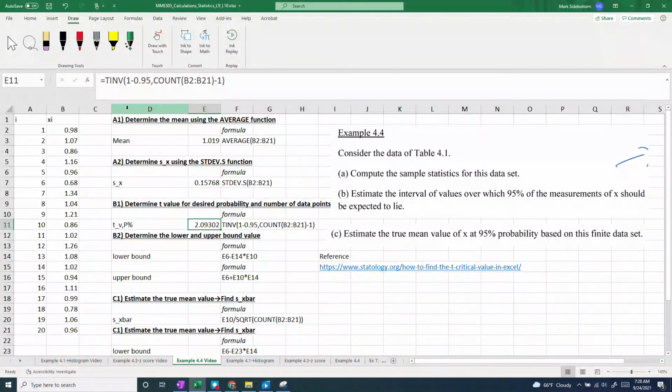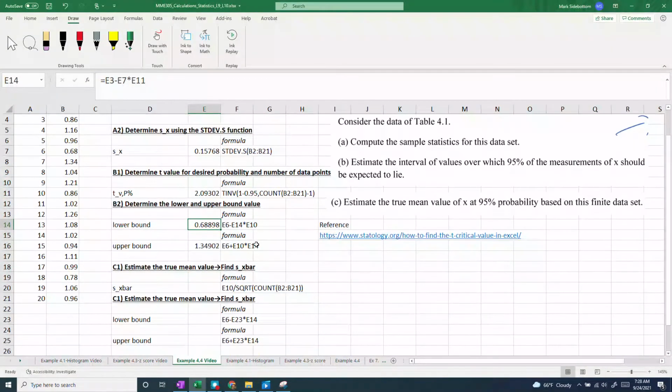Now we can determine our lower bound and our upper bound. We're just going to take our mean value and subtract the product of the standard deviation and our t-score. To find the upper bound, we do the opposite. We take the mean value, multiply the standard deviation by our t-score, and add it to our mean. So in our case, our lower bound is around minus 0.69, and our upper bound is around 1.35.